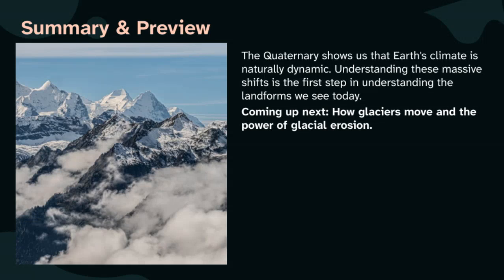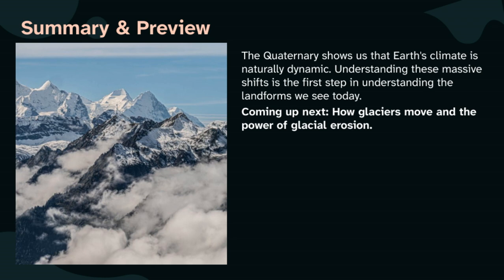To summarize today's lesson, the Quaternary Period began around 2.6 million years ago and continues today. It includes repeated glacial and interglacial stages. During glacial periods, temperatures fall, ice expands, and sea levels drop. During interglacial periods, temperatures rise, ice retreats, and sea levels rise. We are currently living in the Holocene, which is a warm interglacial.